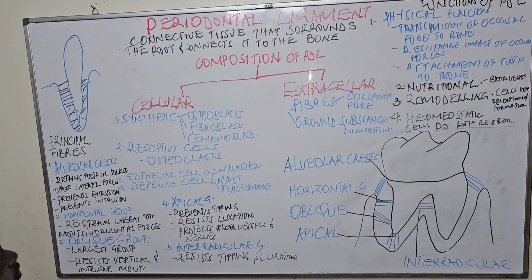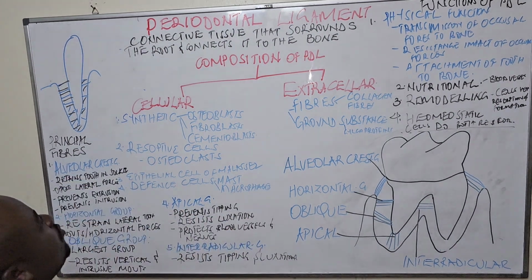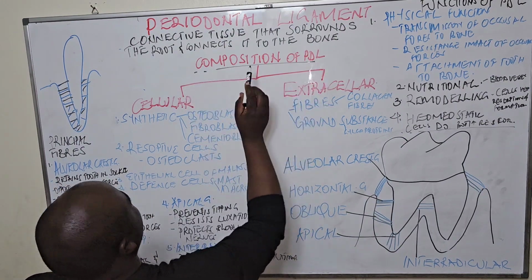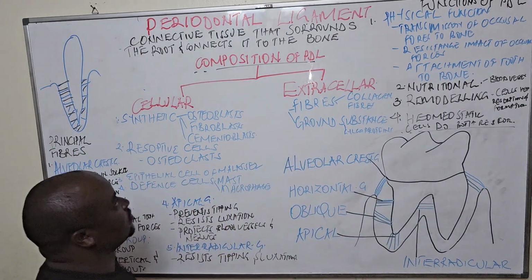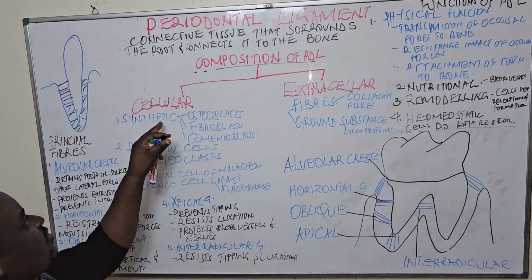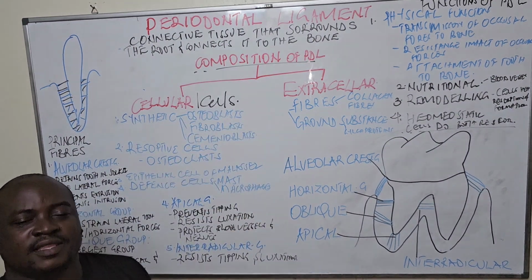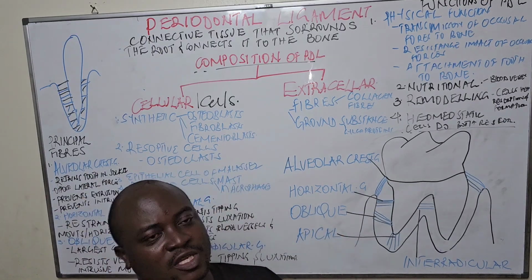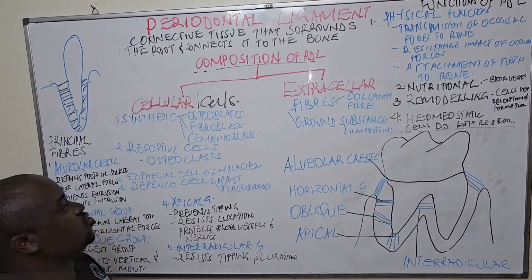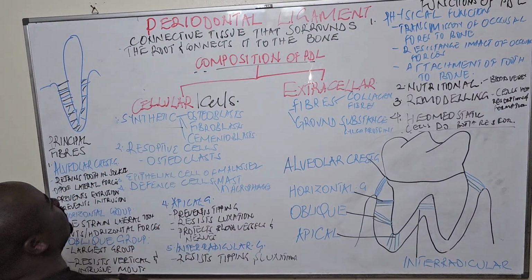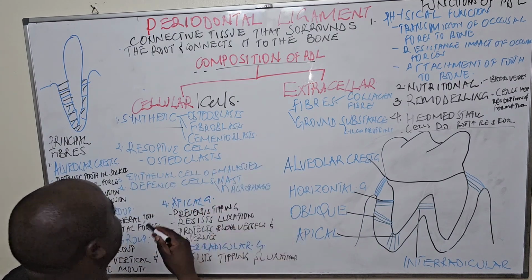What is this periodontal ligament? This area that surrounds the tooth is composed of cellular, the cells, and extracellular substance. The cells that form the periodontal ligament include mainly fibroblasts, but we can classify them into synthetic, resorptive cells, epithelial cells or masses, and defense cells.